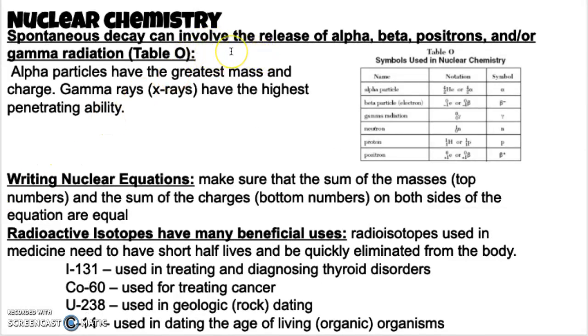Spontaneous decay can involve the release of an alpha, beta, positron, and or gamma particle, or radiation. These particles and their notations and symbols can be found on table O. This unit, we use table N and O most of the time.